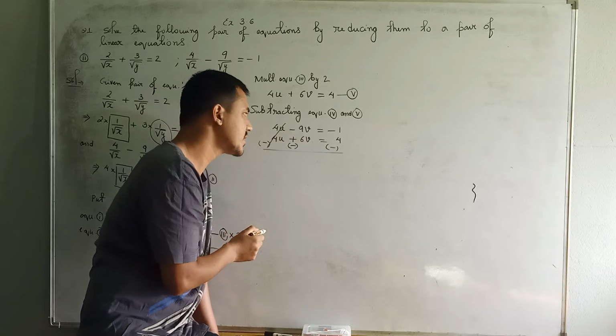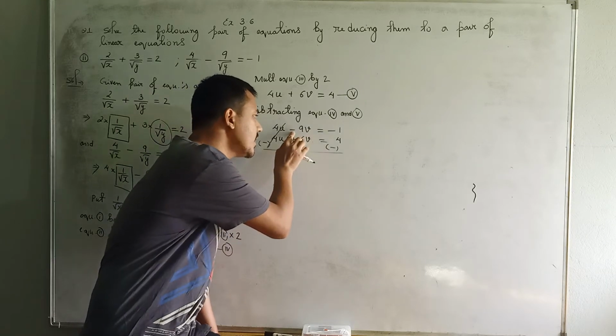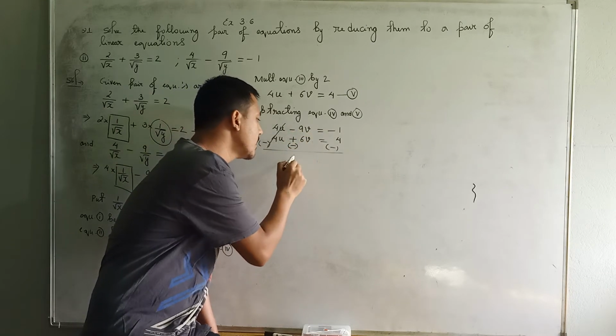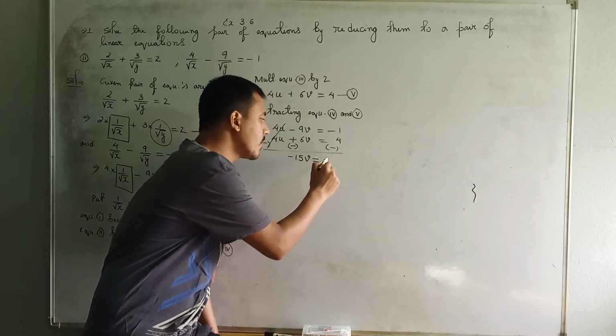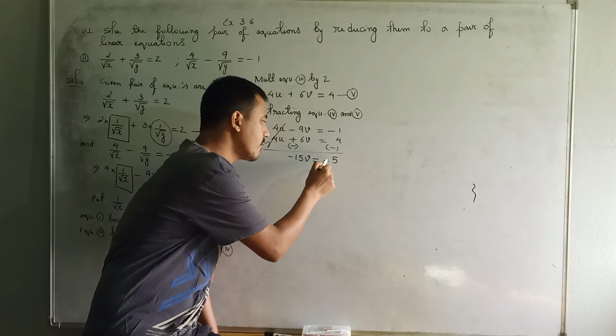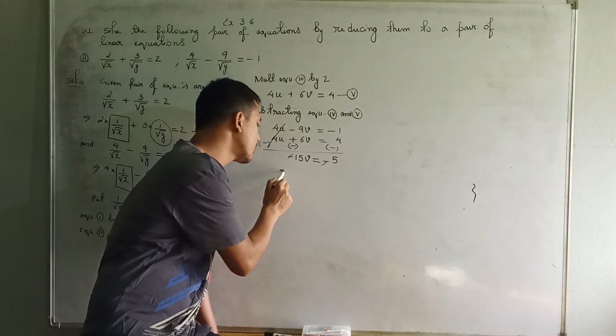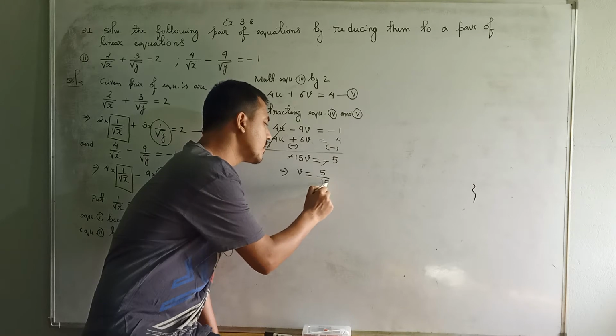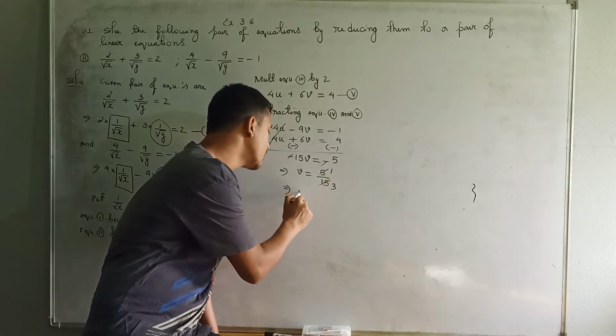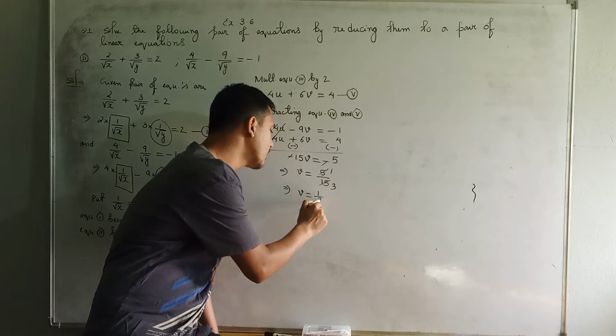4u minus 4u gets eliminated. Minus 9v minus 6v is minus 15v. Minus 1 minus 4 is minus 5. Minus gets cancelled. So v is equal to 5 upon 15. 5 1 times is 5, 5 3 times is 15. So v is equal to 1 upon 3.